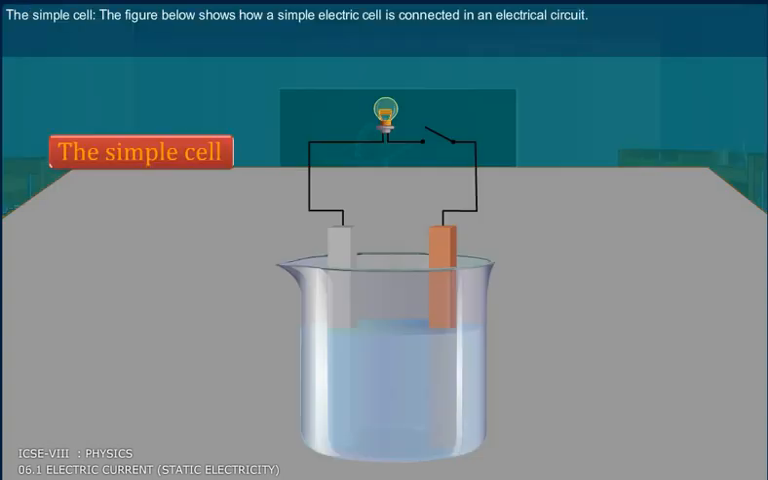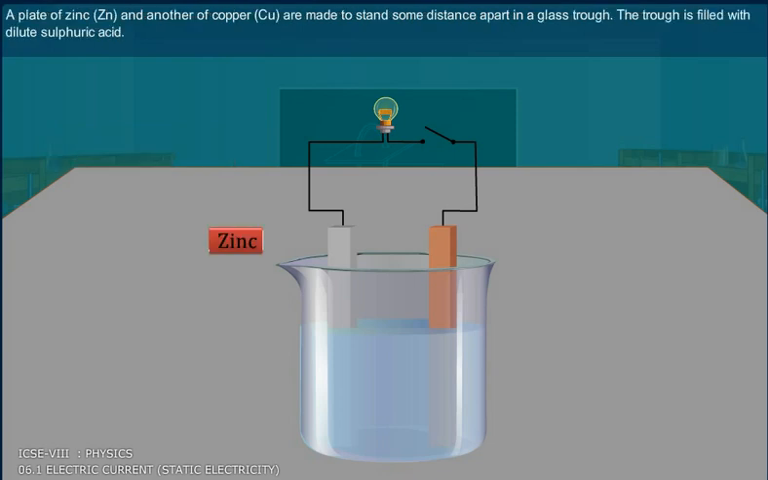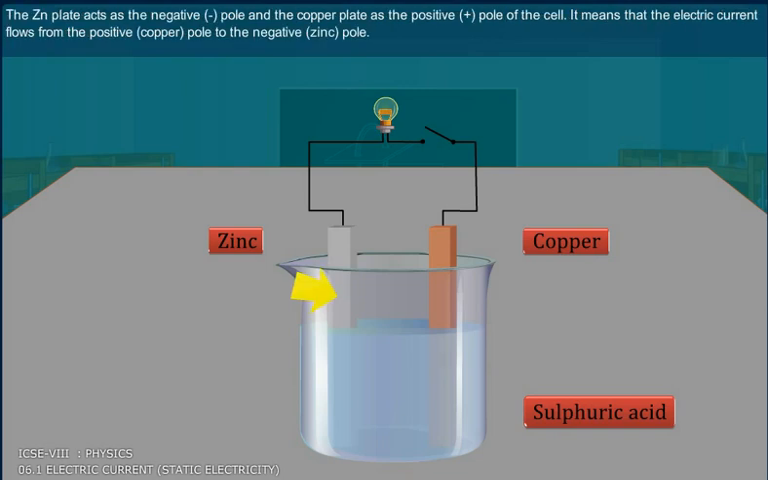The simple cell. The figure below shows how a simple electric cell is connected in an electric circuit. A plate of zinc, that is Zn, and another of copper, that is Cu, are made to stand some distance apart in a glass trough. The trough is filled with dilute sulfuric acid. The Zn plate acts as the negative pole and the copper plate as the positive pole of the cell. It means that the electric current flows from the positive copper pole to the negative zinc pole.